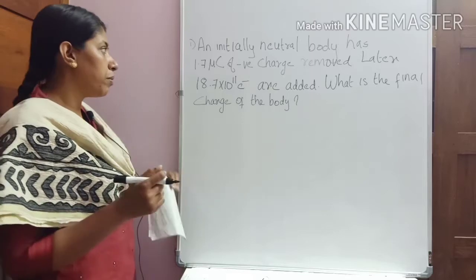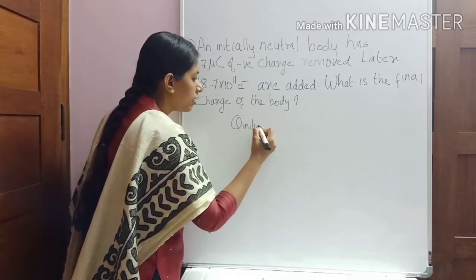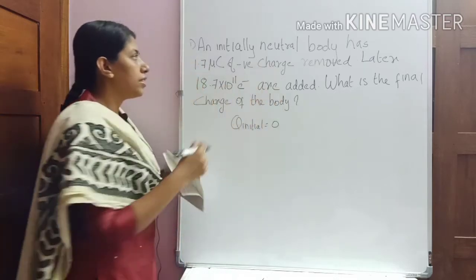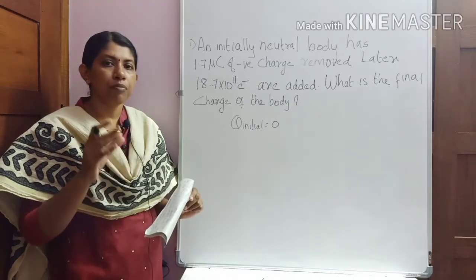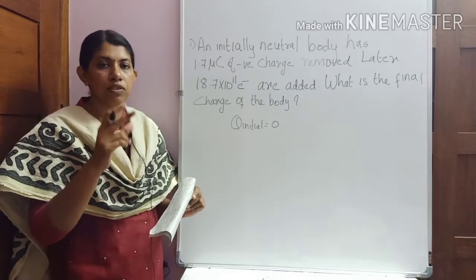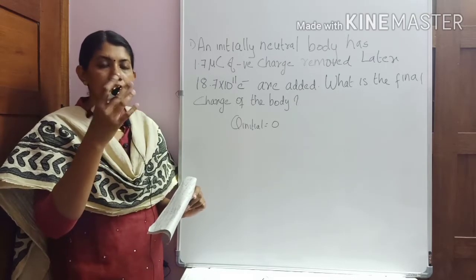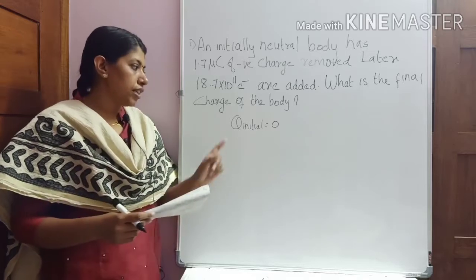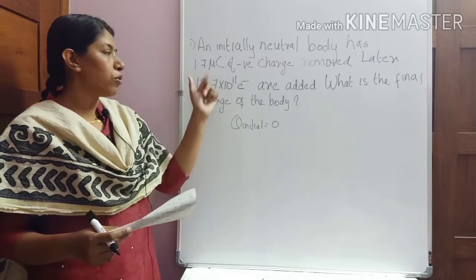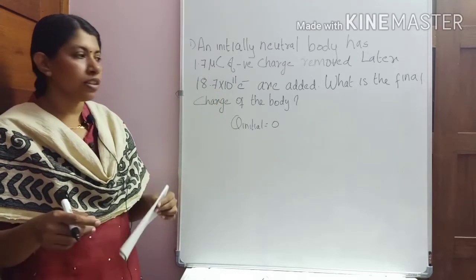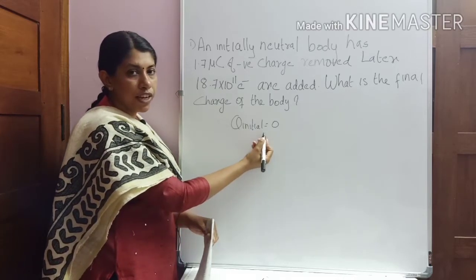So how will we do that problem? Let us see. Q initial will be what? 0, because it is said that it is neutral. Neutral means that both the negative charges and the positive charges are balanced. So the atom doesn't have any charge, that is, it is neutral. That is why we have taken Q initial as 0. From that we have removed 1.7 microcoulomb of negative charge. So this body will be having equal numbers of positive and negative charges.